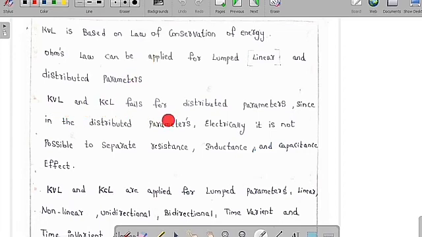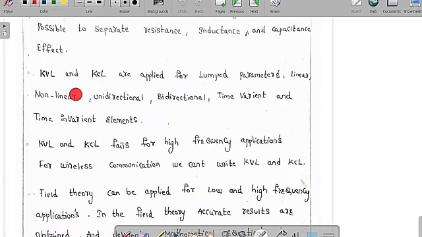KVL and KCL fail for distributed parameters, since in distributed parameters electrically it is not possible to separate resistance, inductance and capacitance effects. We can't apply them because we can't physically isolate the resistance, the inductance and the capacitance. But Ohm's law we can apply for both lumped as well as distributed networks. KVL and KCL are applied only for lumped parameters, whether linear, non-linear, unilateral, bilateral, time variant or time invariant elements. No matter what the properties of the elements are, they always apply for lumped parameter networks.